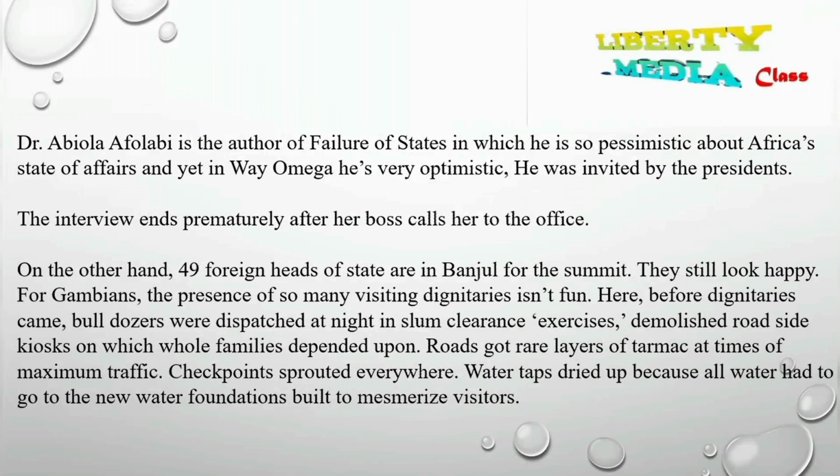On the other hand, 49 foreign heads of state are in Banjul for the summit. They still look happy for Gambians. The presence of so many visiting dignitaries isn't fun. Before the dignitaries came, bulldozers were dispatched at night in a slum clearance exercise, demolishing roadside kiosks on which whole families depended. Roads got fresh layers of tarmac at times of maximum traffic. Checkpoints sprouted everywhere. Water taps dried up because all water had to go to the new water fountains built to mesmerize the visitors.